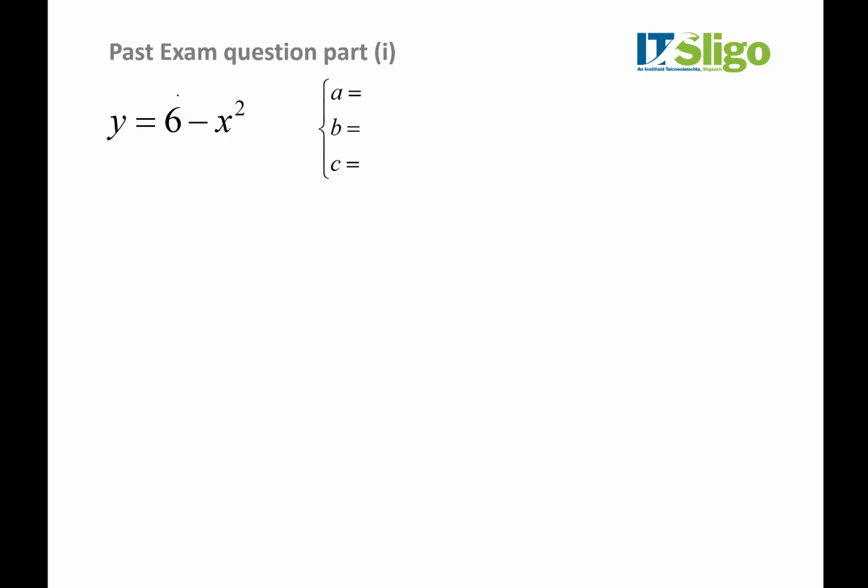Now be very careful, guys. There's my c. Minus 1 is my a value. And b, there's no x term, guys, so b is 0. So these are the 3 values I'm going to feed into the quadratic function. First of all, though, I'm going to take a look at the discriminant.